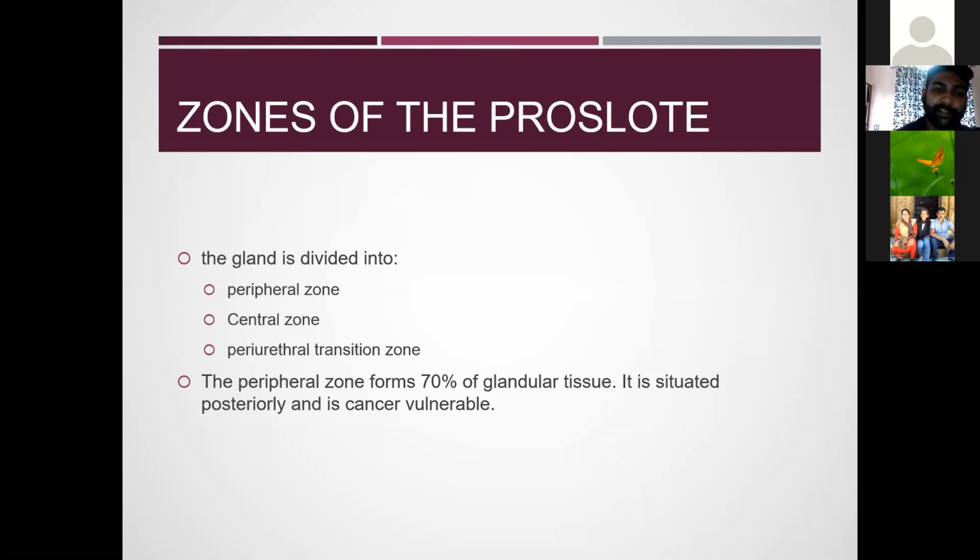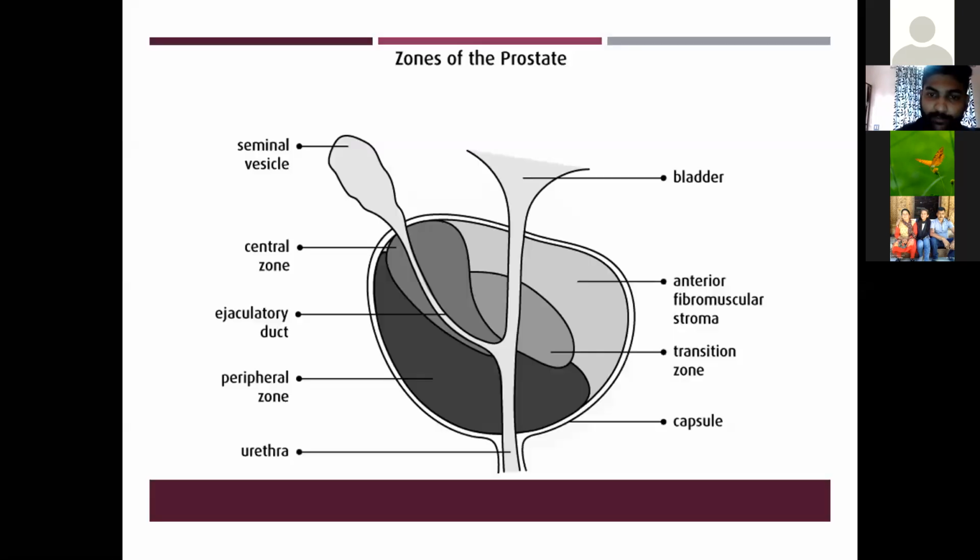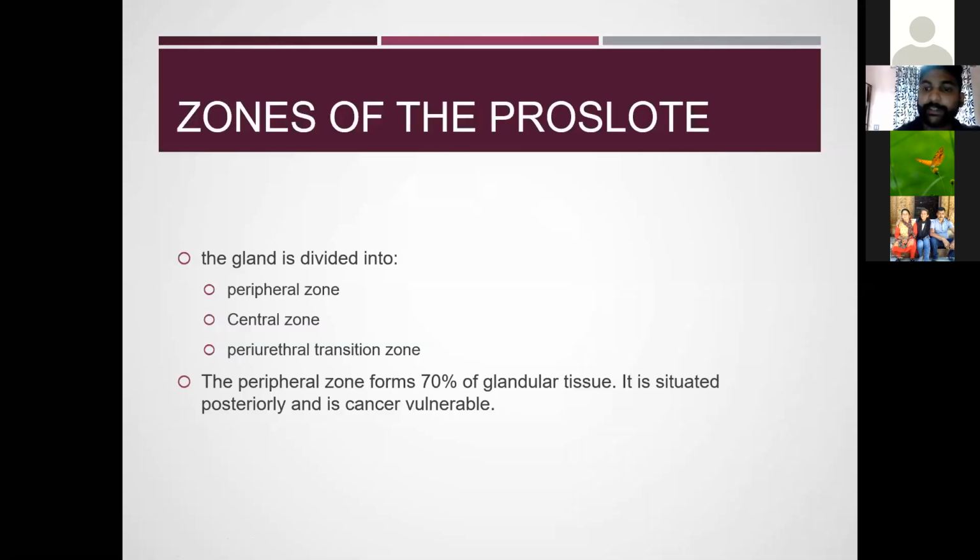The gland can be divided into 3 zones: the peripheral zone, the central zone, and the periurethral transition zone. You can see here the peripheral zone, the periurethral or transition zone, and the central zone. So the prostate can be divided into 3 zones.